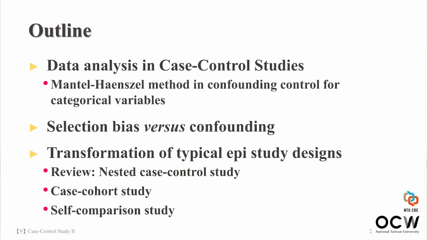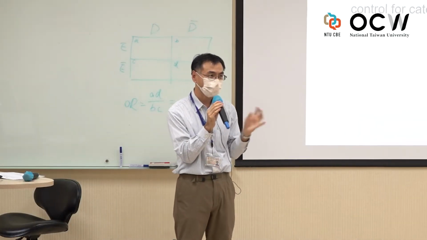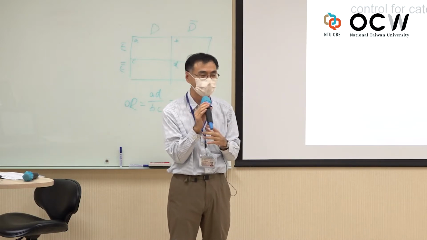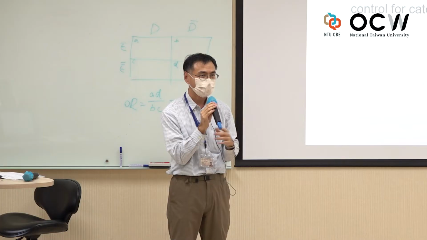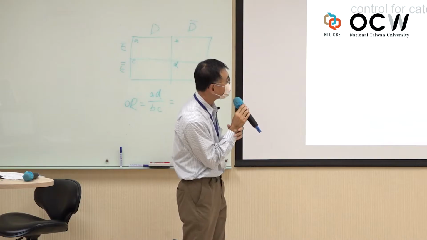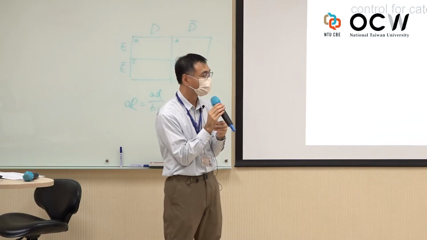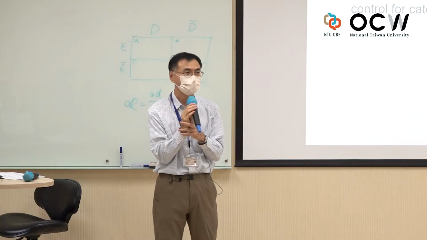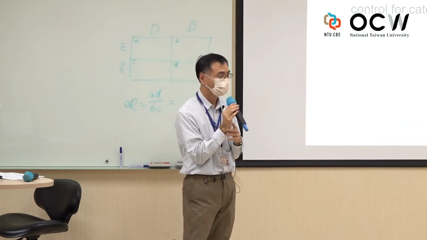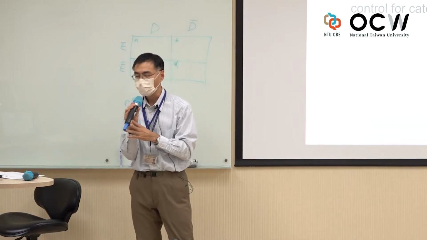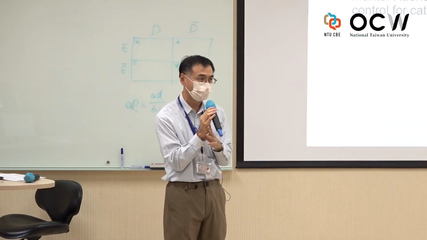Okay, the outline. Like what I said, today we are going to focus on the data analysis for case control studies. The Mantel-Haenszel hands-on method was developed in the very beginning for case control studies only. So it's a modification of AD over BC, the process we learned for the estimation of odds ratio, right? But the method has also been extended to cohort studies, like what we did for the estimation of rate ratio for cohort studies. And it's been expanded for many different kinds of estimation of relative risk.